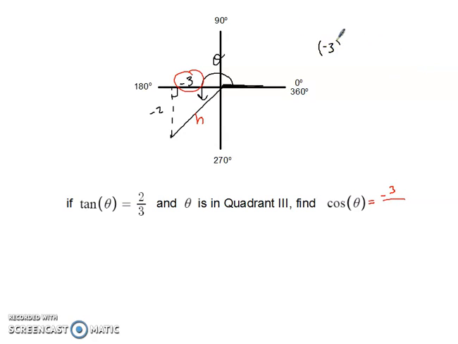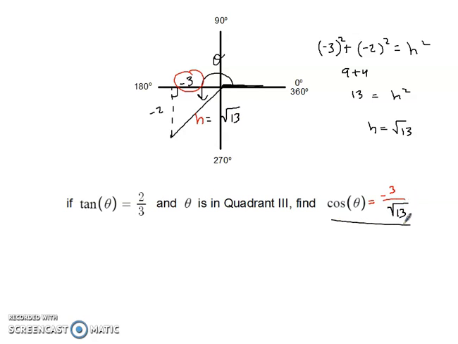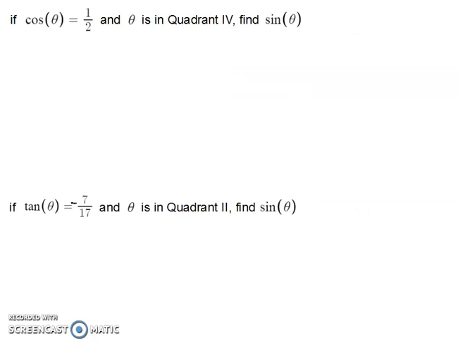So I go a squared plus b squared is equal to my hypotenuse squared. 9 plus 4 is 13, which means that my hypotenuse is the square root of 13. Since this is just a distance, we are not talking about an x or a y component, my hypotenuse stays just positive square root of 13. So my cosine is equal to negative 3 over the square root of 13 in quadrant 3. All right, go ahead and pause the video and see if you can complete these 2 on your own.